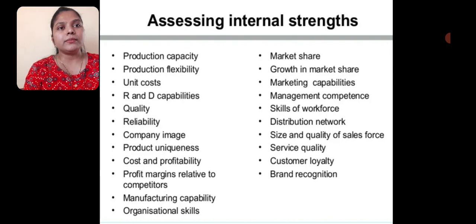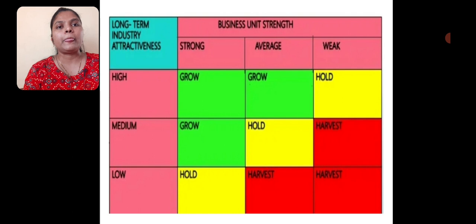Here are some internal strengths of a business: production capability, production flexibility, unit cost, R&D capabilities, reliability, company image, profit margin relative to competitors, product uniqueness, market share, growth in market share, marketing capabilities, customer loyalty, and brand recognition. Then this is the structure of the GE matrix.